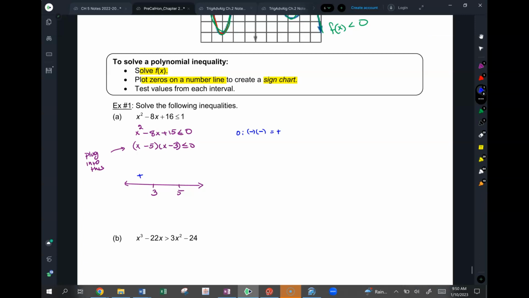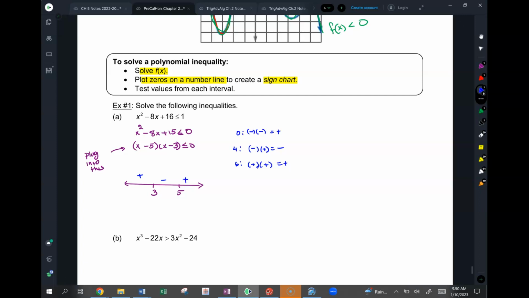Okay? Now, in the other region, let's pick 4. 4 will give me minus times plus. That'll be minus. Everybody okay here? Then let's pick like 6, and I get positive in one parenthesis, positive in the other parenthesis. That makes it positive. Okay? So there we go.